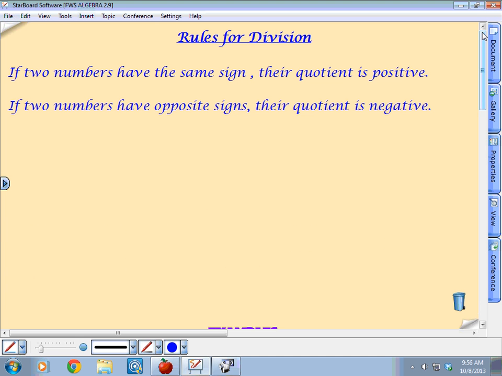All right. So some rules for division. They're very similar to the rules you had for multiplication. If two numbers have the same sign, their quotient is positive. So if I divide two numbers and they have the same sign, two positive numbers or two negative numbers, the quotient is going to be positive. If I'm dividing two numbers and they have opposite signs, one's a negative, one's a positive, then their quotient is going to be negative. Okay? So whether the answer is negative or positive depends on the signs of what you're dividing. So same sign, positive. Different signs, negative.